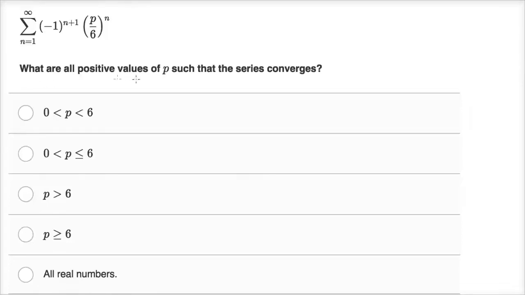What are all positive values of p such that the series converges? So let's see, we have the sum from n equals 1 to infinity of negative 1 to the n plus 1 times p over 6 to the n.